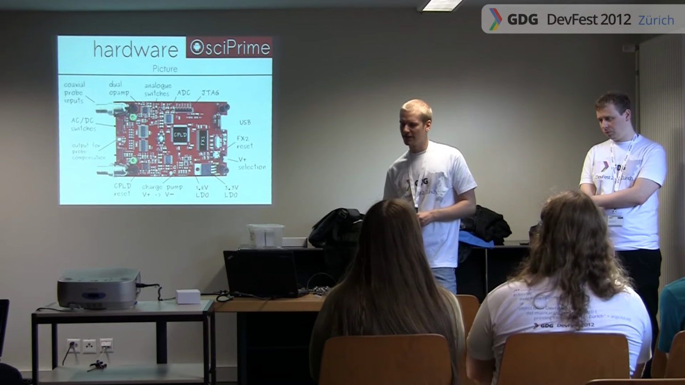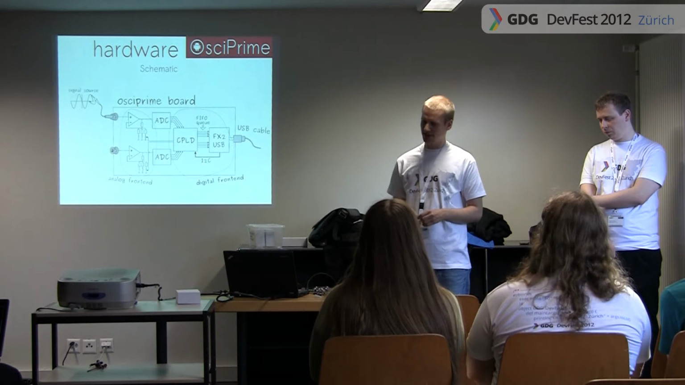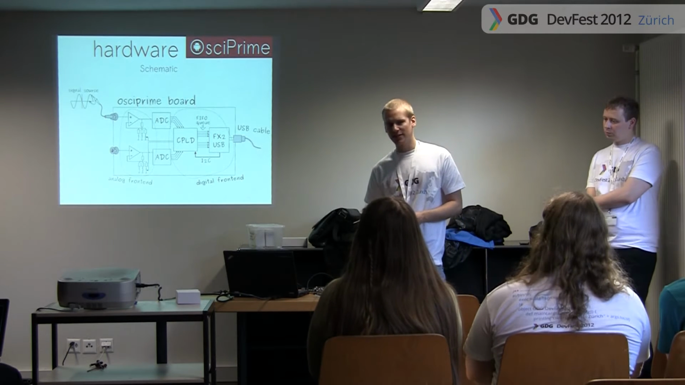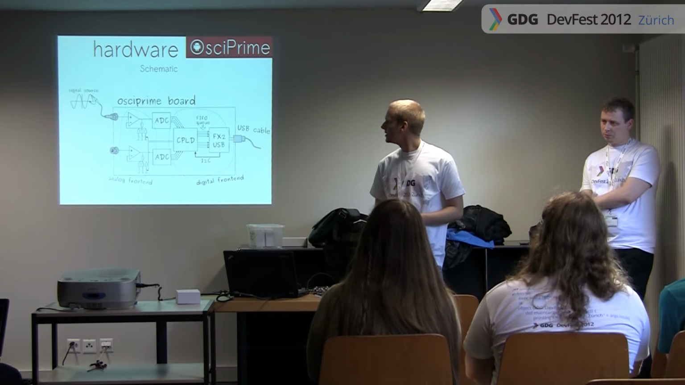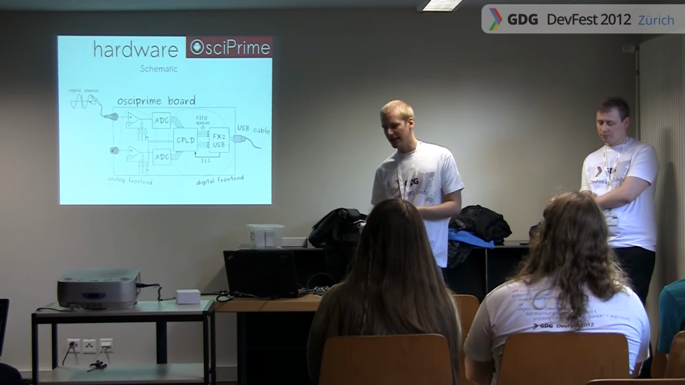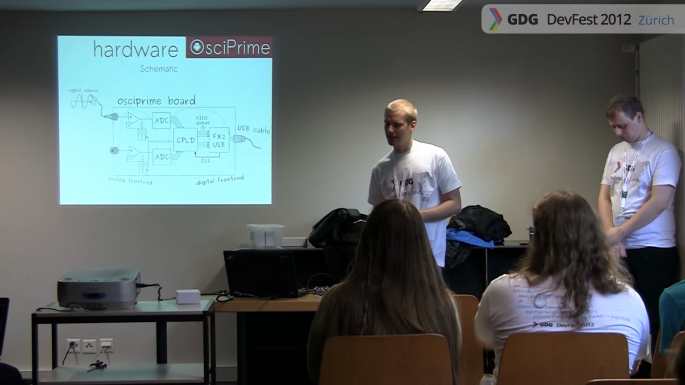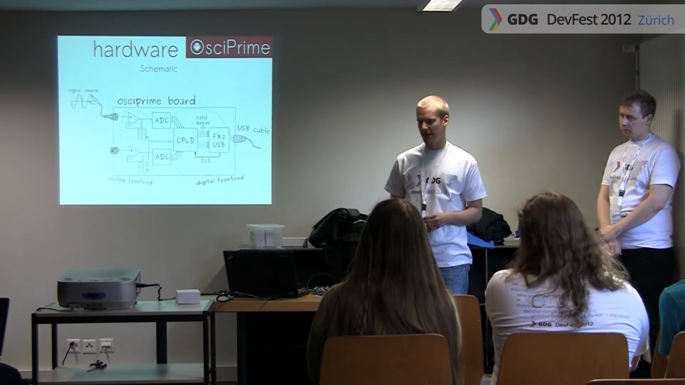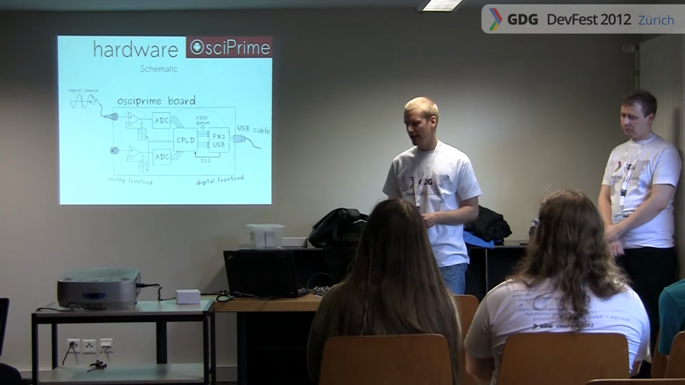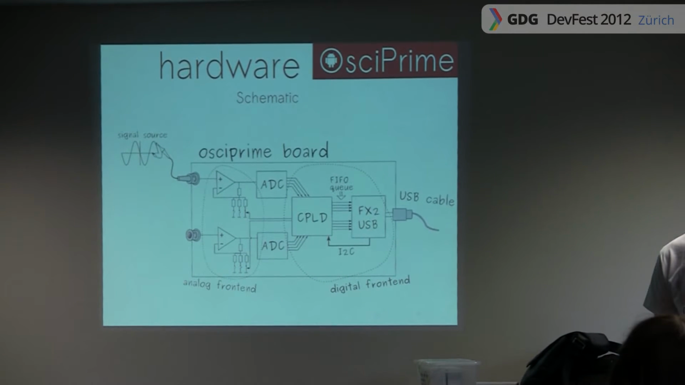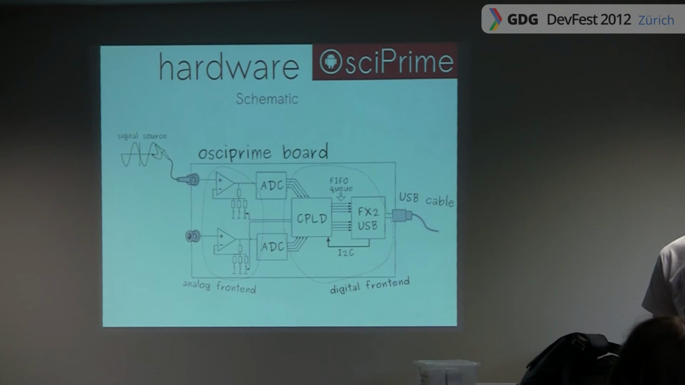We're going to have a slightly simplified version on this slide. And as you can see, again, we have on the left side the signal source. Then these signals are adapted to what we like to call the analog front end. In the middle we have the AD converters. And to the right, there is the digital front end. As you can see, there's an FX2 microcontroller for USB, and there's also a CPLD. The CPLD is the master for the FIFO queue that the FX2 uses.